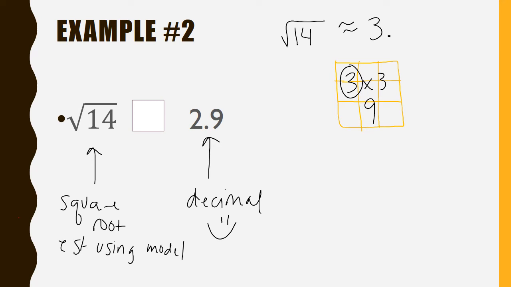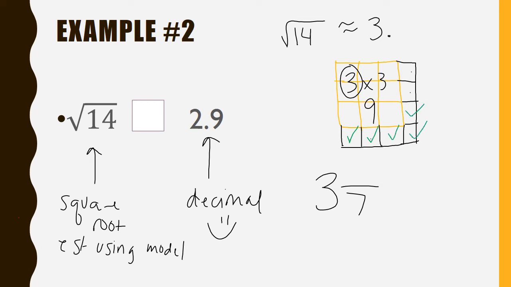Now, what we need to do is make our model a little bit taller and a little bit wider so that we can write a fraction to go with our whole number of 3. All right. Total new space is 1, 2, 3, 4, 5, 6, 7. To get from 9 to 14, I'll need 10, 11, 12, 13, 14. 1, 2, 3, 4, 5 check marks out of the 7 we could have used.